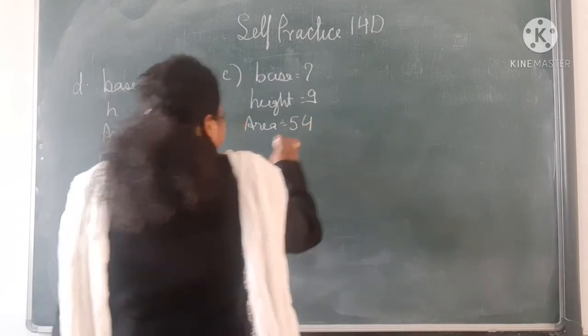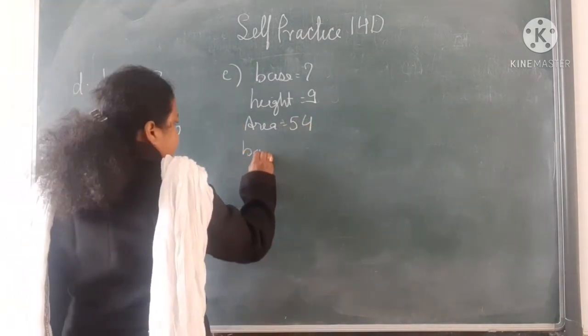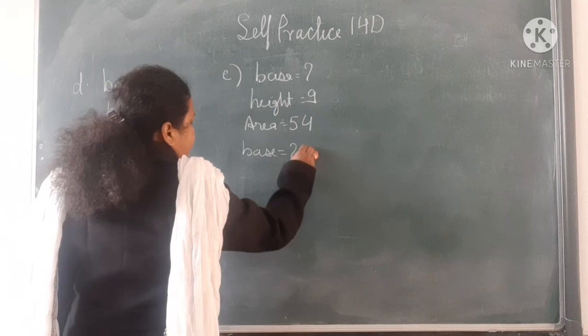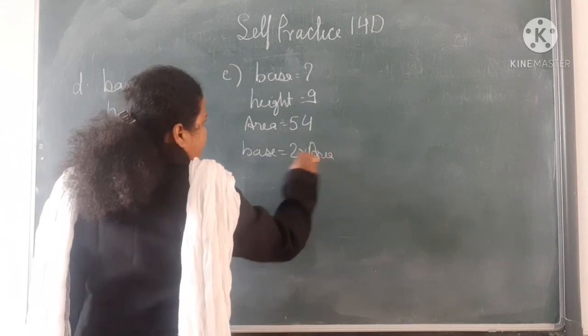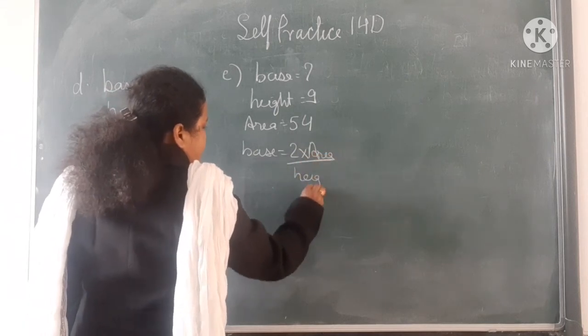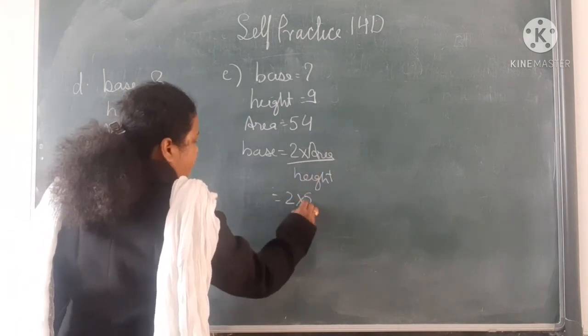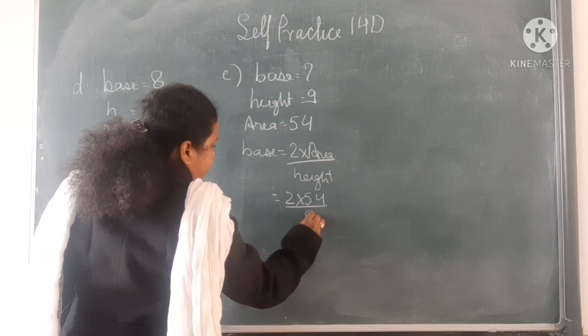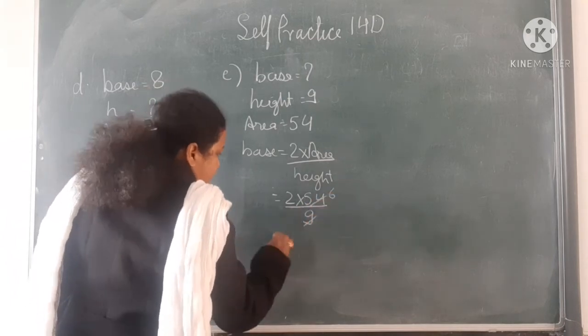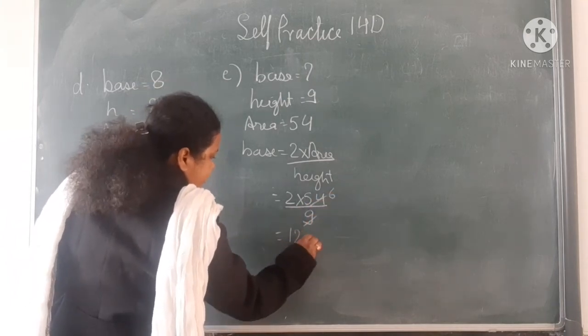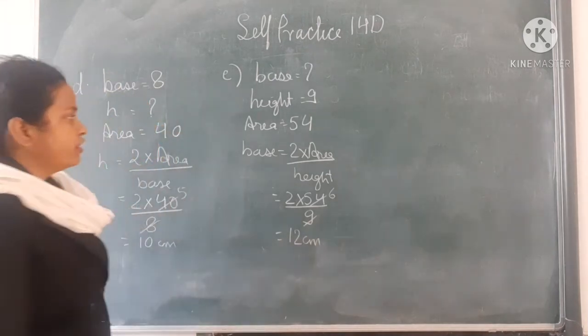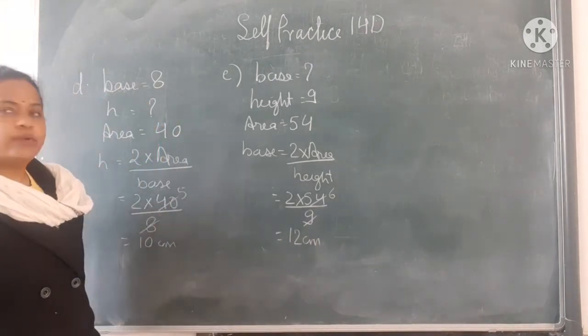54. So what will be your base here? 2 into area upon height, which is equal to 2 into 54 upon 9, and 9 6s are 54, 6 2s are 12 centimeter. So here the base will be 12 centimeter.